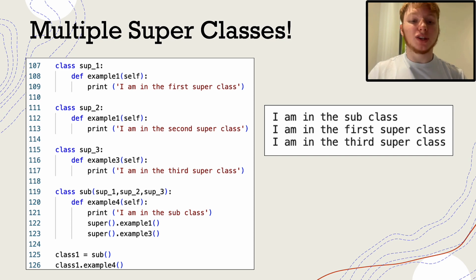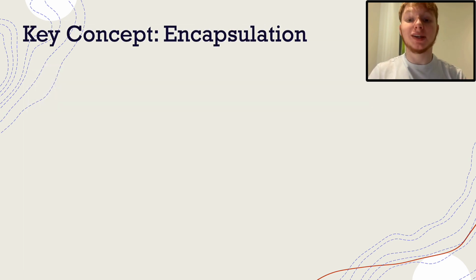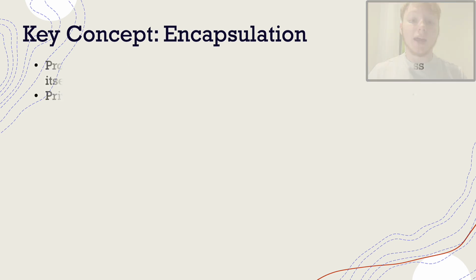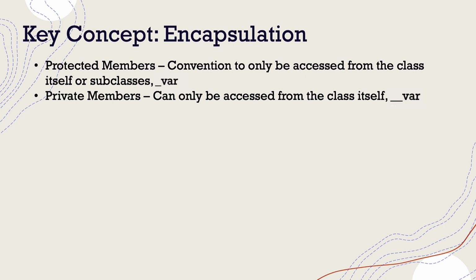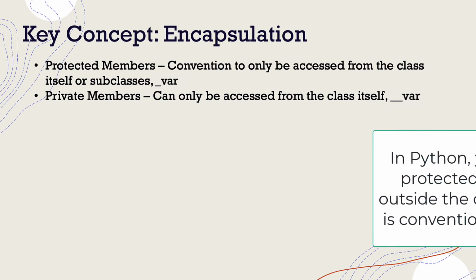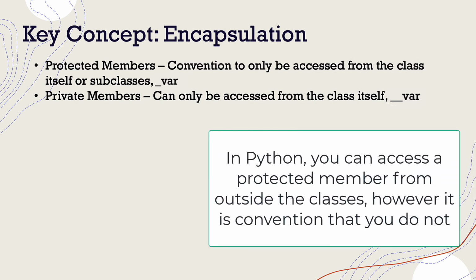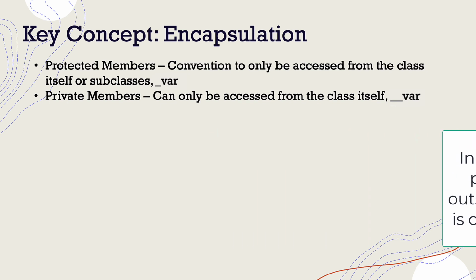Amazing. So one key concept you're going to need to know is encapsulation. You will have private and protected members. In protected, you can access data in the class from inside the class or subclass. Now in Python, you can access a protected member from outside, but it is generally convention that you don't. And private, you can only access data in the class from inside of the class. You can do this by placing 2 underscores before the variable, and now it is private.